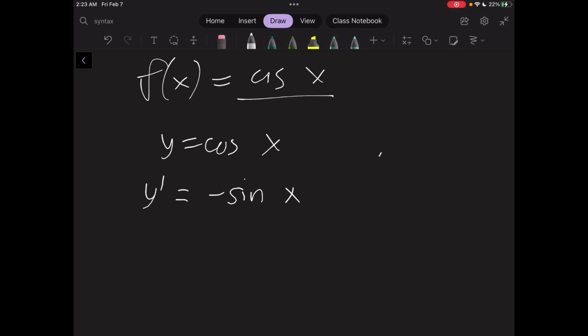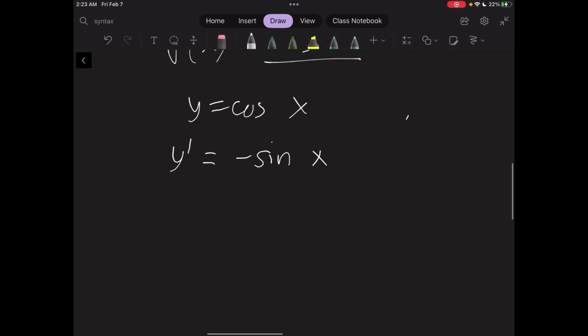Let me just cross verify that. Yep. And if we get the second derivative of this, we'll get negative cosine of x, since the derivative of sine x is cosine x. But since we have a negative 1, that's constant, we multiply it to cosine x, negative cosine x.